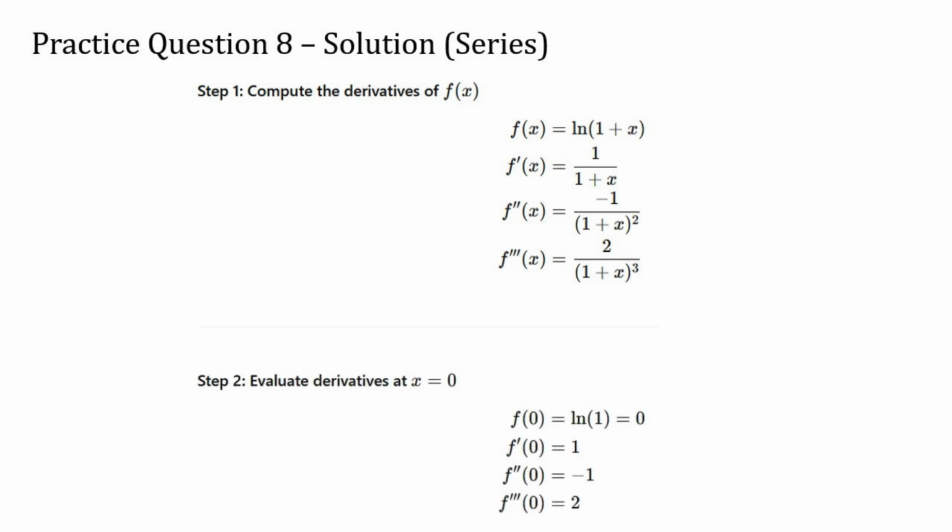In the second step, we evaluate each of those derivatives at x equals 0. The function at 0 is the natural log of 1, which is 0. The first derivative at 0 is 1. The second derivative at 0 is -1. And the third derivative at 0 is 2.